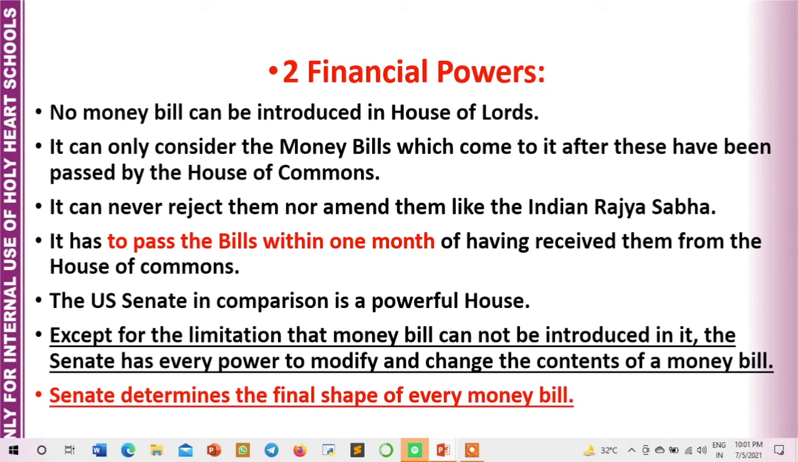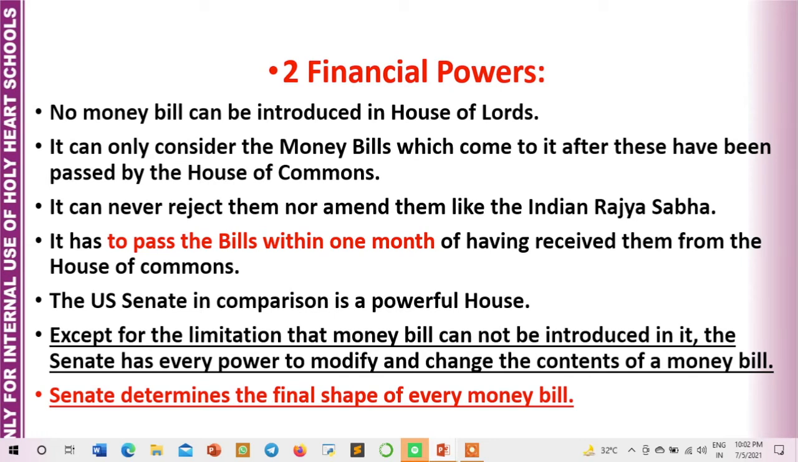It can never reject them nor amend them, like the Indian Rajya Sabha. The same is the condition of the Indian Rajya Sabha also. Here in India also, a money bill cannot be introduced in Rajya Sabha. A money bill is always introduced in the Lok Sabha. Afterwards, it goes to the Rajya Sabha, and Rajya Sabha cannot reject it or amend it. Rajya Sabha is simply to pass it within 14 days.